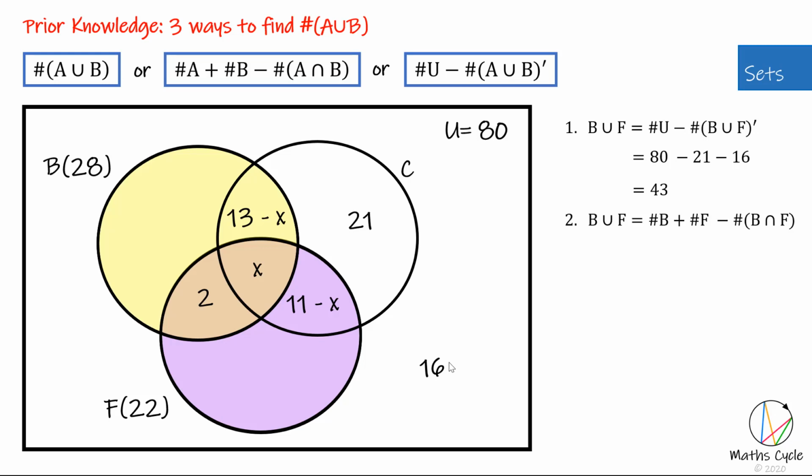Now we're going to look at it in a different way. We're going to look at it by looking at the cardinal number of B plus the cardinal number of F, take away the cardinal number of B intersection F.